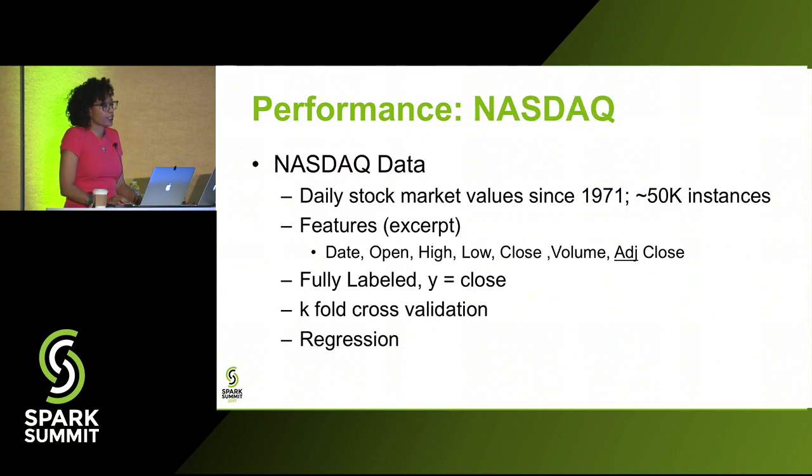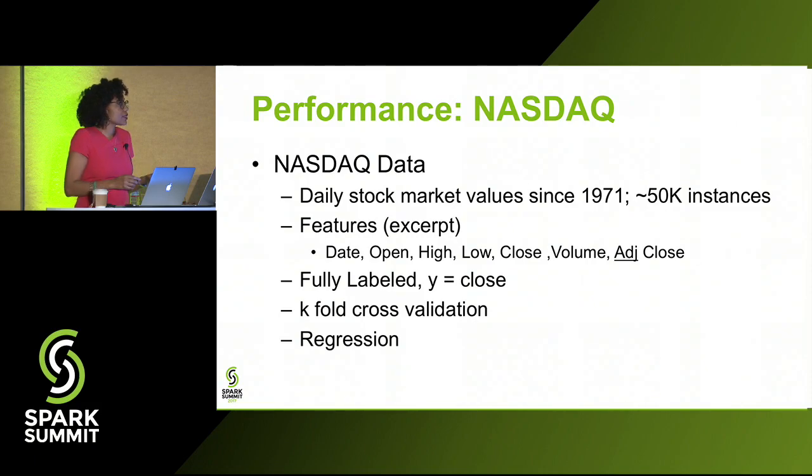So for our particular case, we looked at Nasdaq data. These are daily stock market values since 1971. We have about 50,000 instances of this data. The features include date, open, high, low, close, volume, and adjusted close. So this is not the ticker data that comes in, but your daily stock market went up or stock market went down kind of thing.